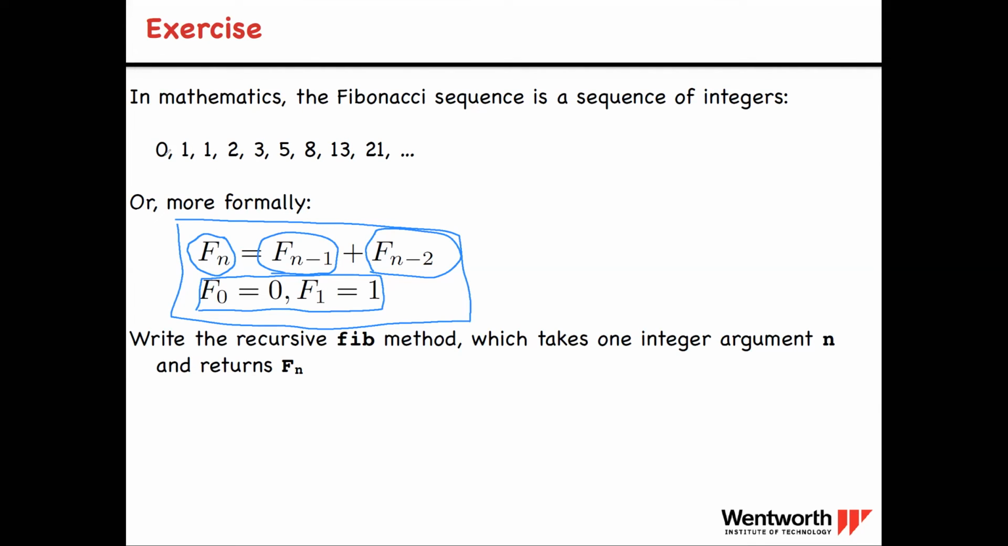So 1 and 0, those are the base cases. So 0 plus 1 is 1. 1 plus 1 is 2. 1 plus 2 is 3. 2 plus 3 is 5, and so on. So that's basically how you're building this up. So let's write a function that does this.